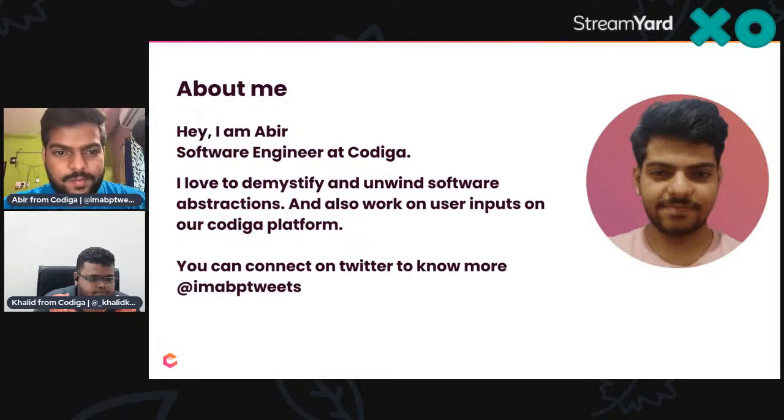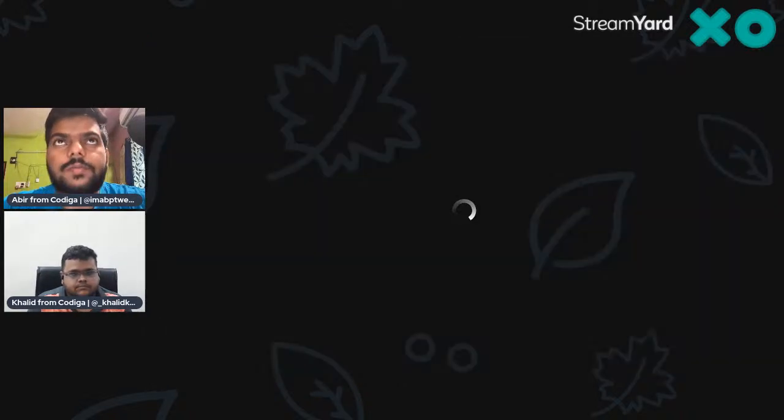Hi, I'm Abir. I'm one of the software engineers at Codiga, and I love to demystify and unwind software abstractions and sometimes work on user inputs on our Codiga platform. You can connect on Twitter to know more about me, but today let's focus on building something using the Codiga code snippets extension. I wanted to show you how you can code faster and better so that you can directly build your applications quickly in a hackathon. So let me just quickly share my screen. I hope my screen is visible.